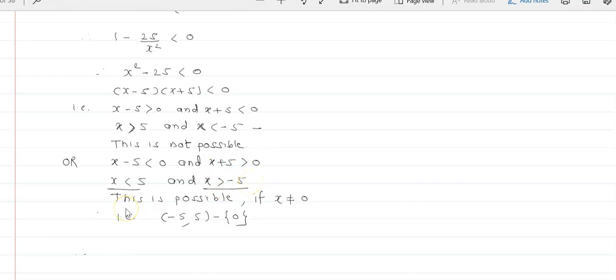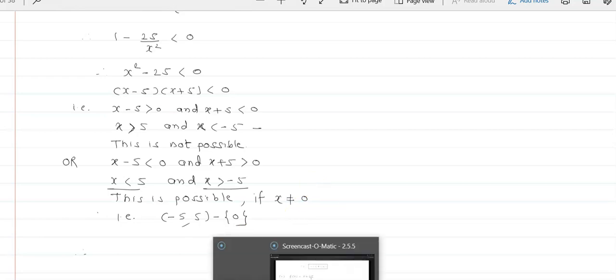This is possible. Once he says that x is less than 5 and x is greater than minus 5, yes, this is possible. Therefore, x is not equal to 0 and that's why we have the values. That is, x lies between minus 5 to plus 5 and not equal to 0 also. Other than 0. Now see this again here.